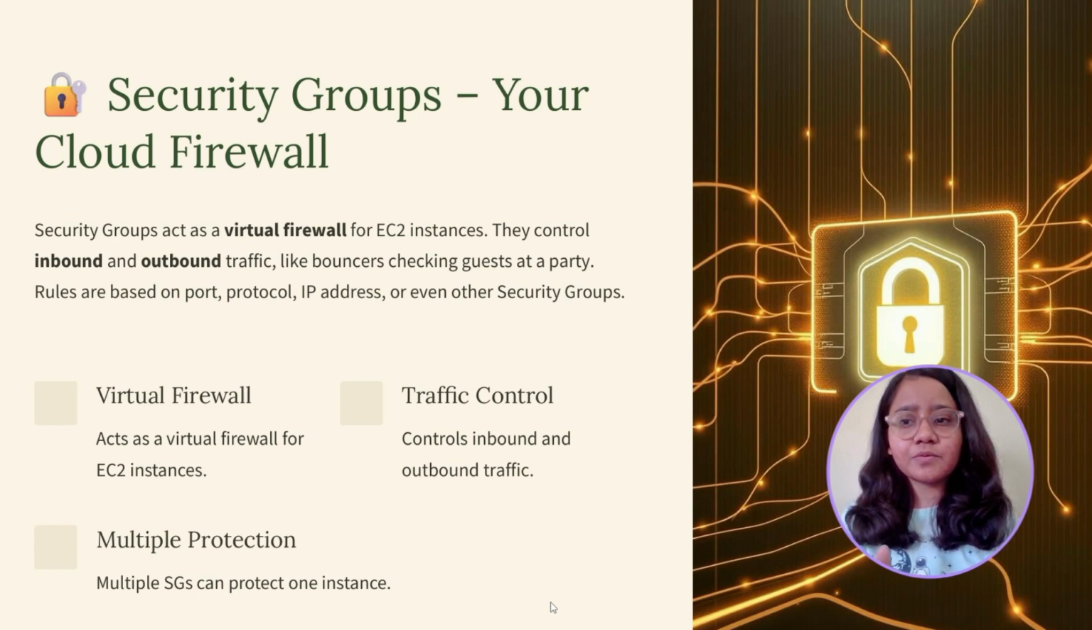So, a security group is just like a virtual firewall for your instance. They control inbound and outbound traffic, like a bouncer checking guests at a party. Rules are based on port, protocol, IP address, or CIDR block, or we can even control access using another security group. Security groups are useful for multiple layers of protection. So I will show you how to create a security group.